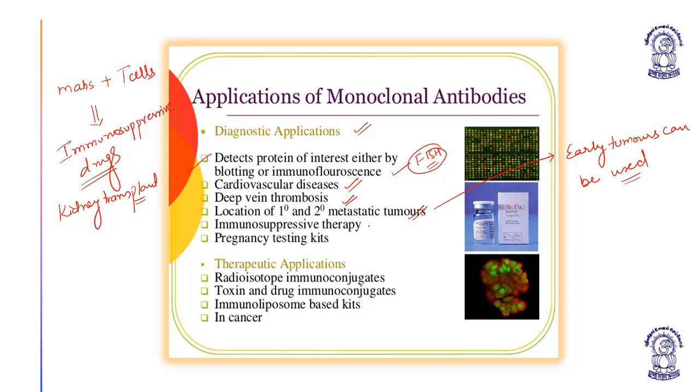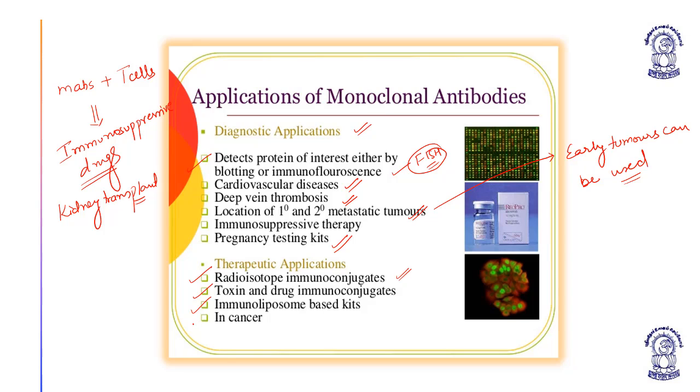Pregnancy testing kits are also produced by monoclonal antibodies. Therapeutic applications are to produce radioisotope immunoconjugates. It is not of your use. Just remember the diagnostic applications; the other applications, such as the detection of toxin and drug, are not of use.